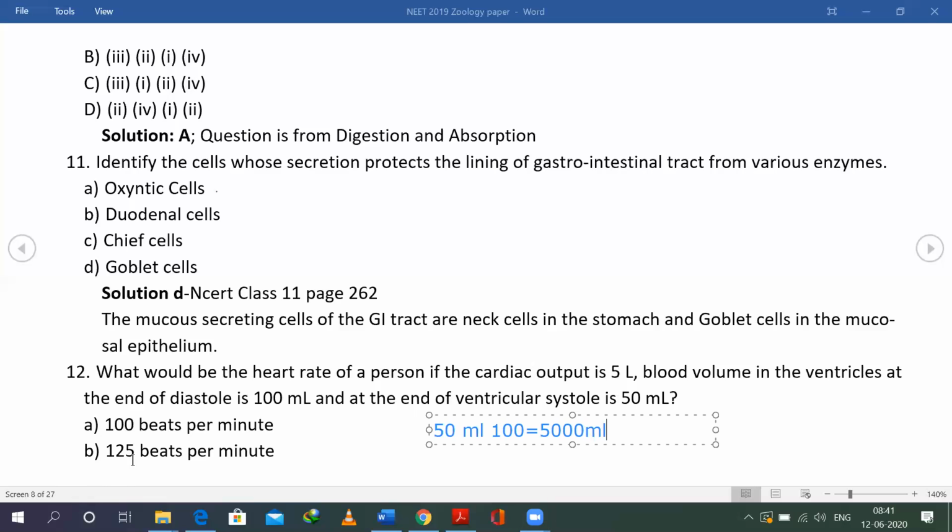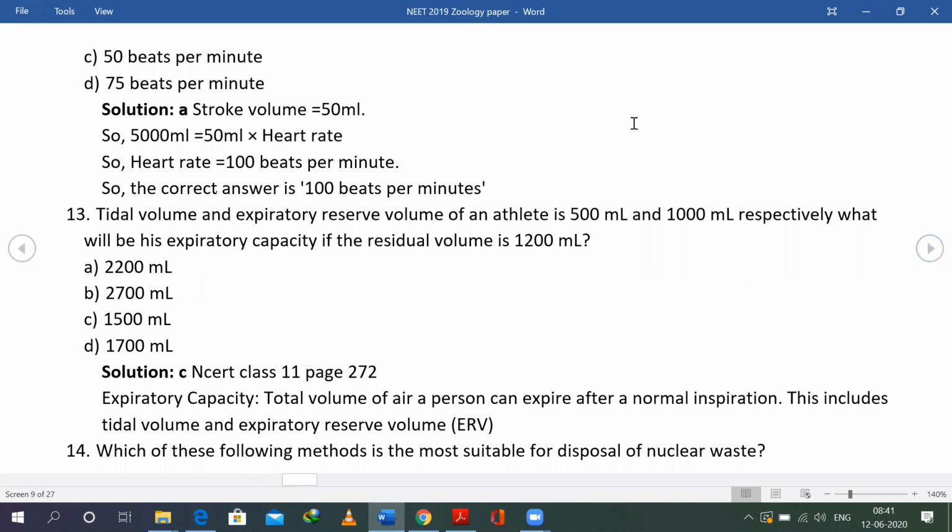If it is 125, it's going to be much more. So that cannot be your answer, right? And even if it is less than that, that also is not a sufficient amount of blood. You will not reach the 5 liters or the 5,000 ml of the quantity. So they have given 50 here, which will be an insufficient number of beats, and 75 also will be an insufficient number of beats. So that is why 100. You can see that here the stroke volume is given as 50 ml and heart rate is 100. So you are getting 5,000 ml of the value.